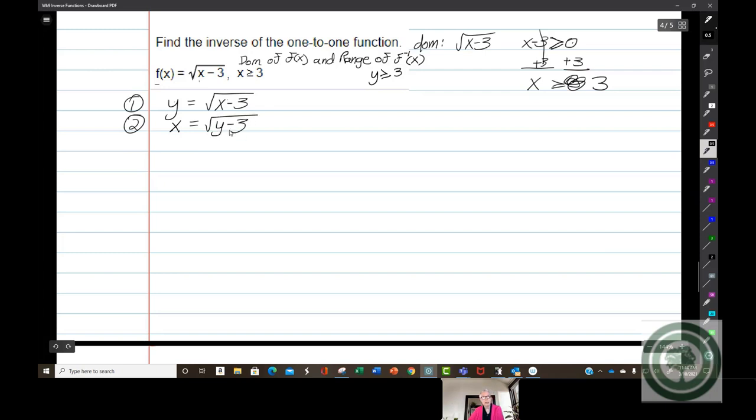The x and y. Then, to get y out from under the radical and the minus 3 while I'm at it, I'm going to have to square both sides. So I'll square x, and I'll square the square root of y minus 3, and I'll have x squared equals y minus 3. Remember, squaring a square root liberates the radicand.